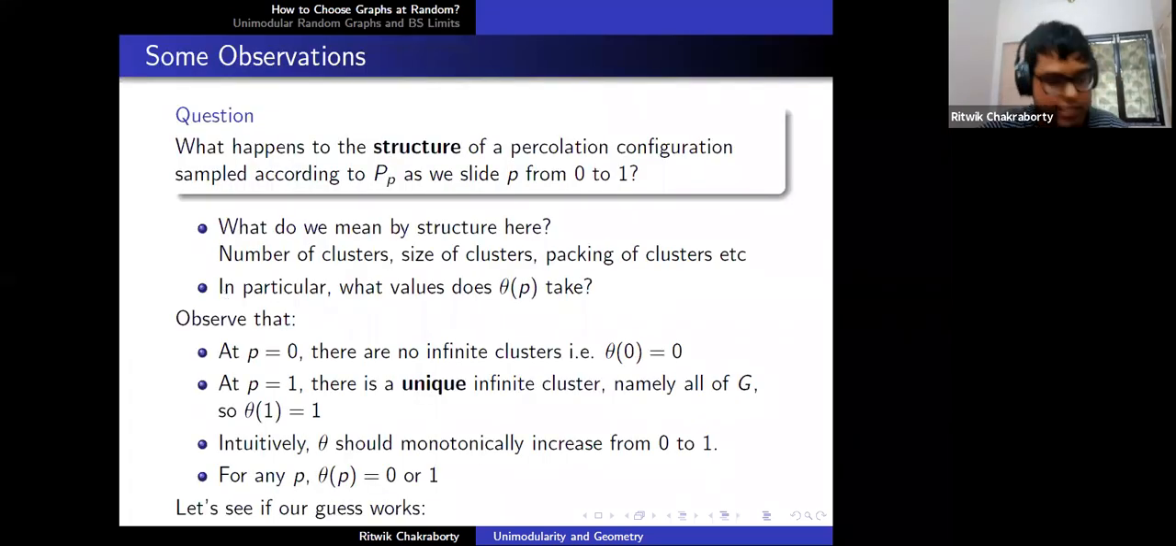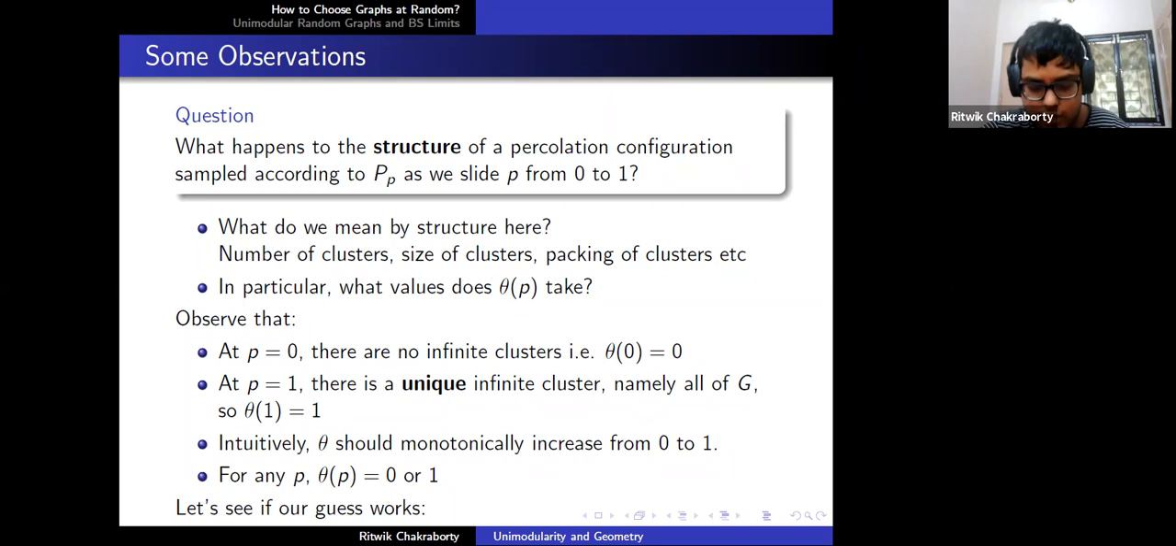Right. Having done that, let's observe something. So we start with a question. What happens to the structure of a percolation configuration sampled according to my Bernoulli p measure as we slide p from 0 to 1? Okay. So basically, what are you doing? As you're increasing your p, you're increasing the chance that a particular edge in your ambient graph is going to be open, right? So as you slide p from 0 to 1, you should probably expect that more edges keep opening up, right?